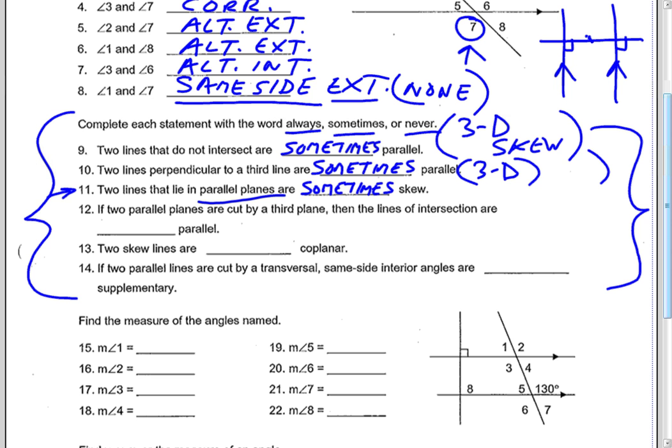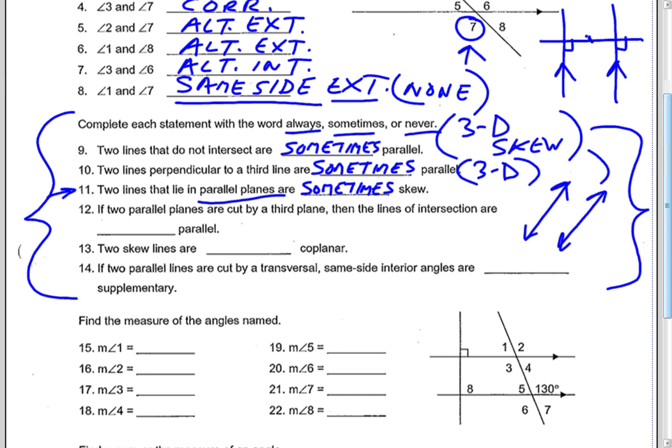Yes. Hence, sometimes. Yes. I'm so confused on this. It's like skew? Skew, we've got to be in three-dimensional space. If things are on a flat surface and they don't touch, then they're going to be parallel, right?